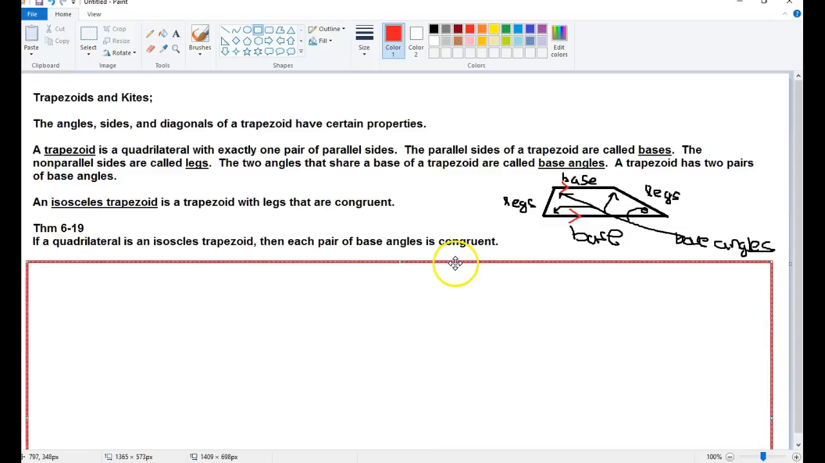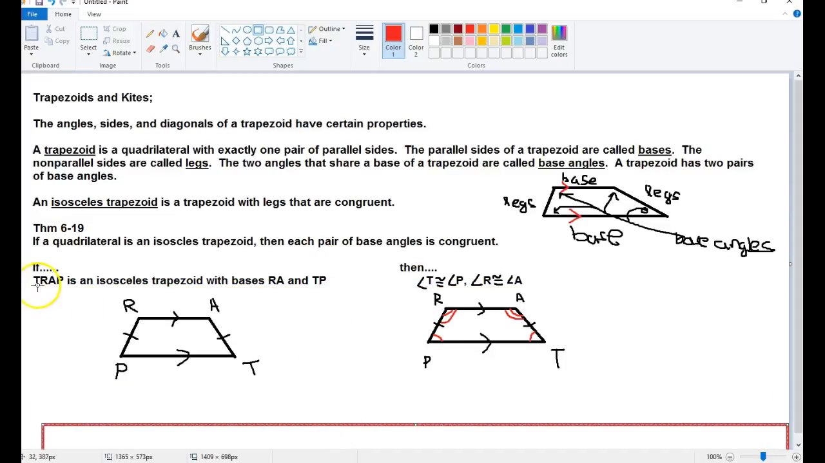We have a theorem that relates to isosceles trapezoids. It says if a quadrilateral is an isosceles trapezoid, then each pair of base angles is congruent. So if TRAP is an isosceles trapezoid with bases of RA and TP, then angle T is congruent to angle P, and angle R is congruent to angle A. So if you have an isosceles trapezoid, the base angles are going to be congruent. Not these ones, but the angles that share a common base are congruent with each other.